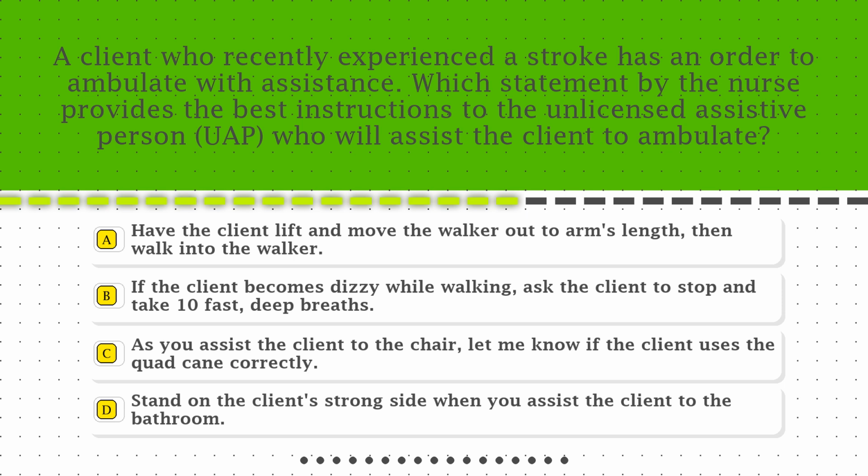to ambulate? Option A. Have the client lift and move the walker out to arm's length, then walk into the walker. Option B. If the client becomes dizzy while walking, ask the client to stop and take 10 fast, deep breaths. Option C. As you assist the client to the chair, let me know if the client uses the quad cane correctly. Option D. Stand on the client's strong side when you assist the client to the bathroom.